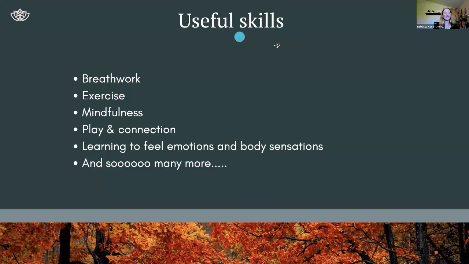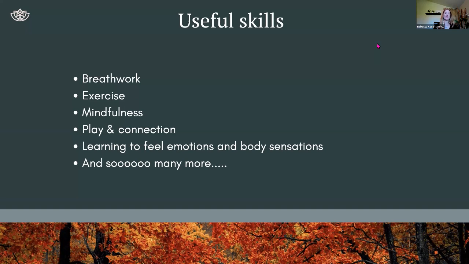So a couple of key skills that help to tone the vagus nerve and can help to build that autonomic resiliency. Breath work is a really common one, and we'll do one breath work exercise here together. Exercise: getting movement in your body is a great way to exercise the vagus nerve, whether that's going for a walk, going to yoga, doing qigong, lifting weights, whatever that is. Exercising is a great way to exercise the nervous system.